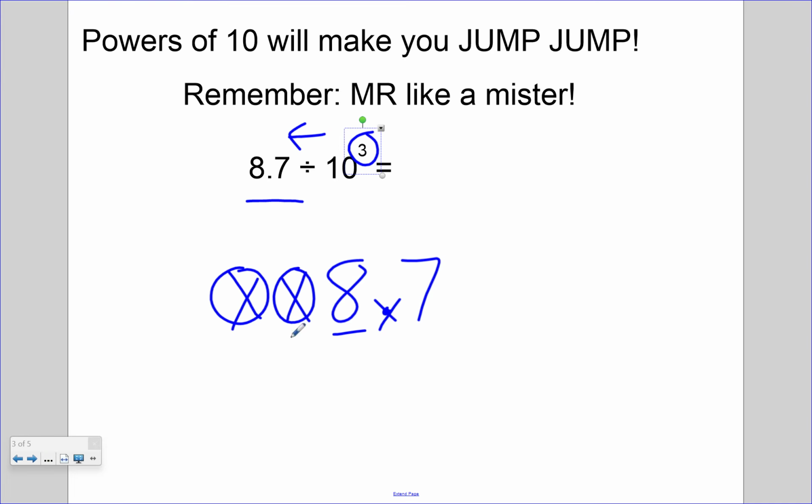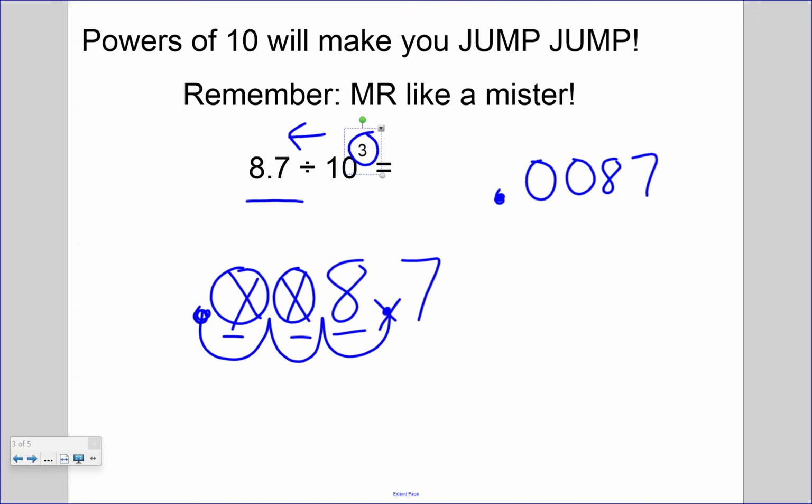So now I have the 3 digits I need to jump over, and I'm going to jump 1, 2, 3, and land here. When I look at my final answer, it says 0.0087. We may end up with 4 digits in the thousandths, but you know that I like a 0 as my whole number if it's empty. So this would be what you would type as your final answer.